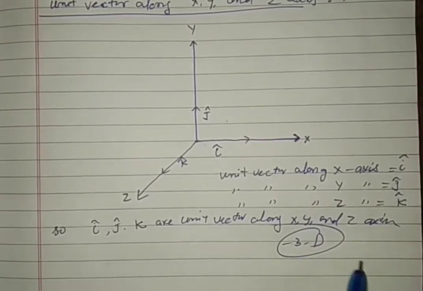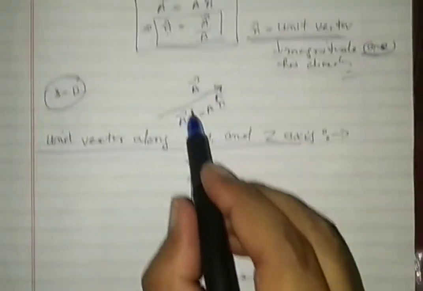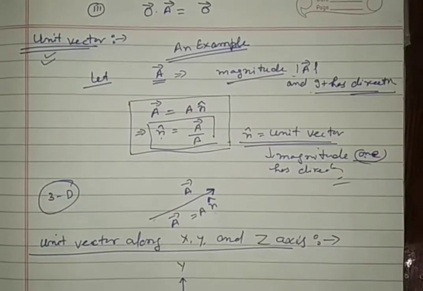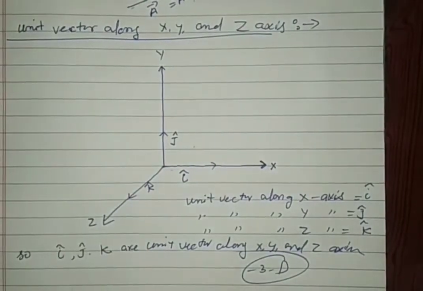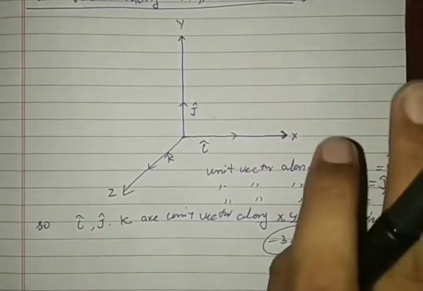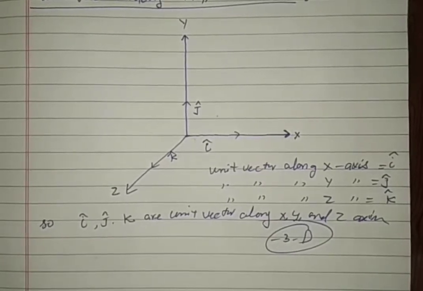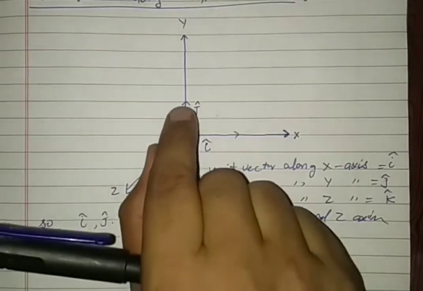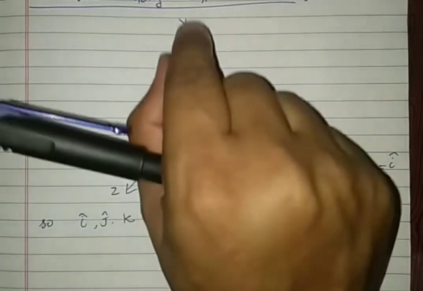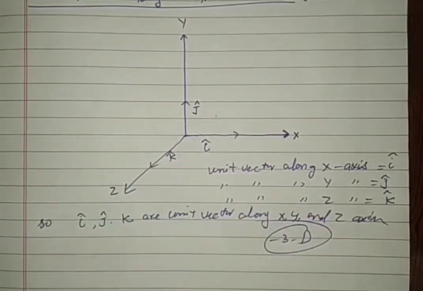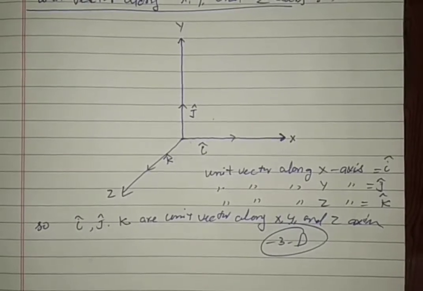This is different, I, j, k are different. It may be that unit vector A in the previous case may be in any direction, making some angle with x, some angle with y and some angle with z. But here I is along the x-axis. What is the direction? Along the x-axis, in the direction of x-axis. But magnitude is 1. j is a single magnitude along the y-axis and k is single magnitude along the z-axis. So I, j, k are unit vectors along x, y and z.